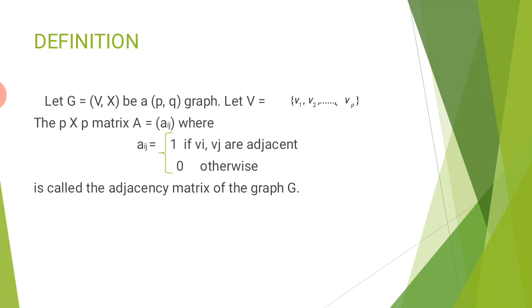Definition of an adjacency matrix. Let G = (V, X) be a (p, q) graph. Let V = {v1, v2, up to vp}. A p cross p matrix A = [aij], where aij is equal to 1 if vi, vj are adjacent and 0 otherwise, is called the adjacency matrix of the graph G.